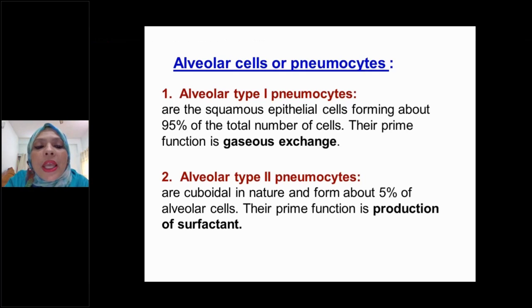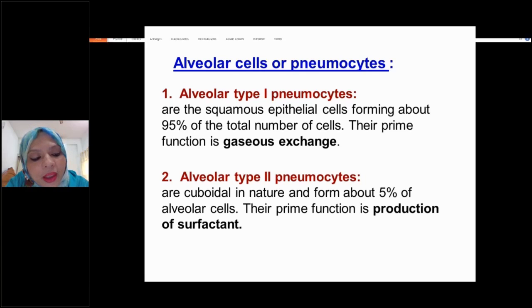Please write down everybody. Besides these two types of cells, there are many specialized cells present in the alveoli. The alveoli also contain other specialized cells such as alveolar macrophages. What is the name of alveolar macrophage? Already in the previous class I mentioned this name. Can you tell me another name of alveolar macrophage?